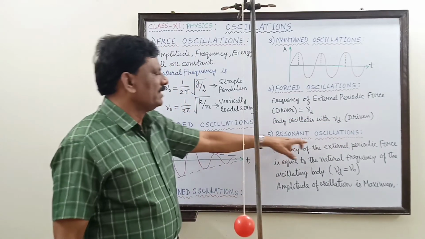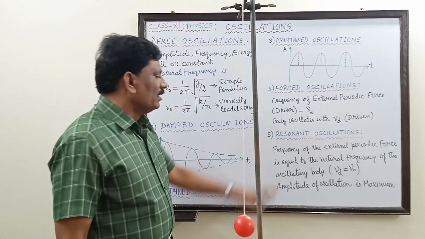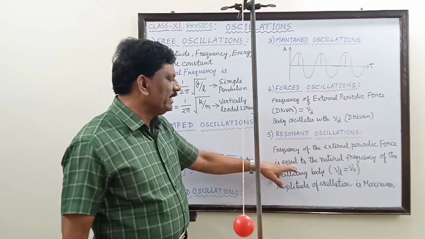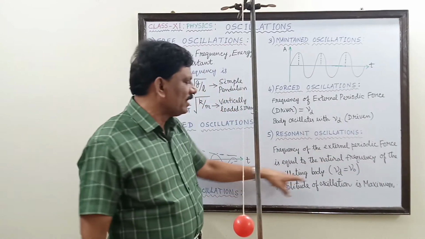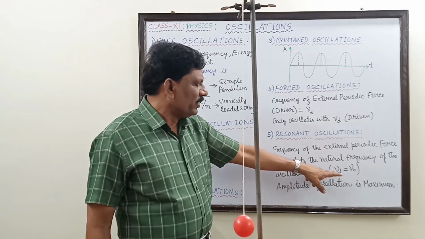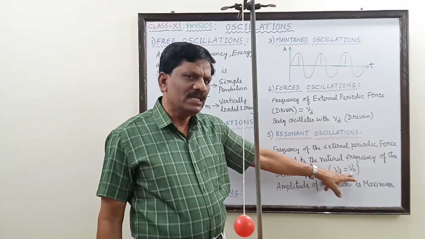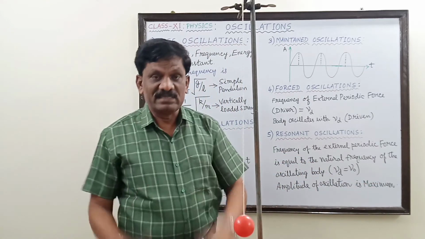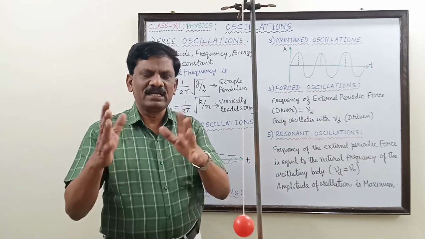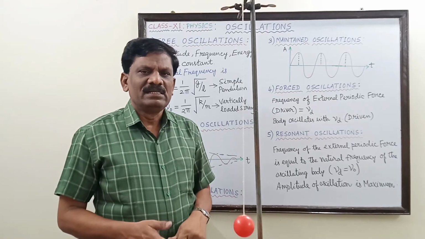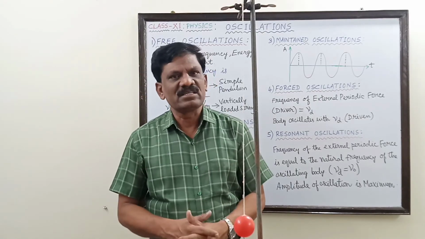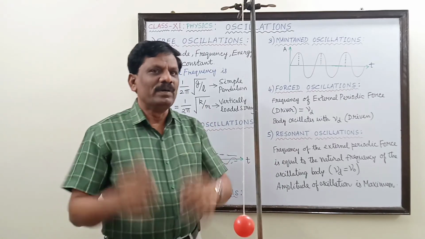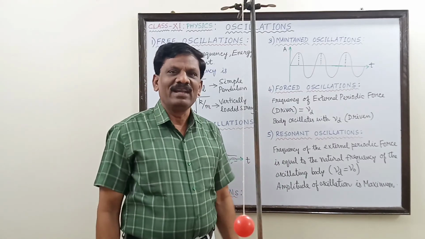Now, the resonant oscillations particularly, what is it? Here the frequency of the external periodic force is equal to the natural frequency of the oscillating body. So nu d is equal to the natural frequency nu naught. And here the amplitude of oscillation is a maximum. So sometimes it will be advantageous and sometimes it will be disastrous also. Anyhow, these are the different types of oscillations. I hope you must have understood well. Fine.